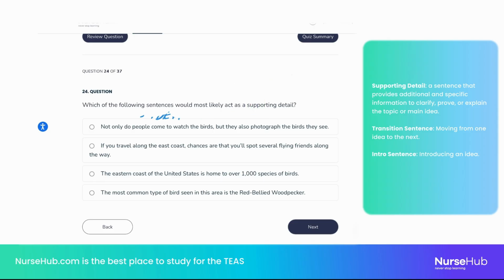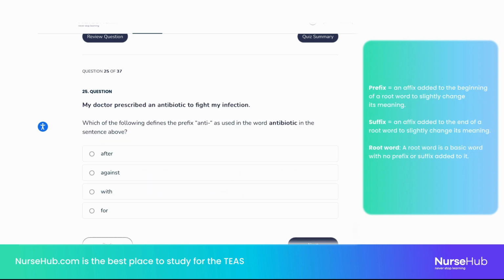So there we go. Question number 24 out of 37. We only have about a dozen left. So let's choose our red-bellied woodpecker and we'll move on to question number 25. Okay. My doctor prescribed an antibiotic to fight my infection. Which of the following defines the prefix anti as used in the word antibiotic in the sentence above?